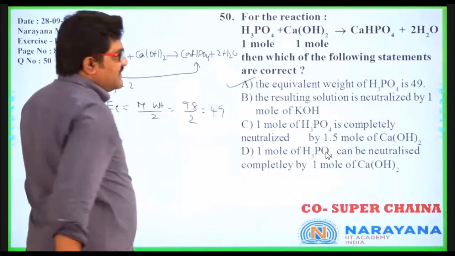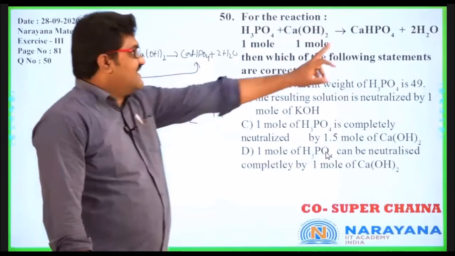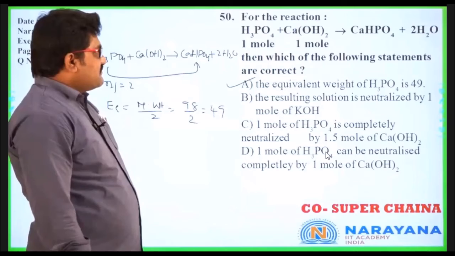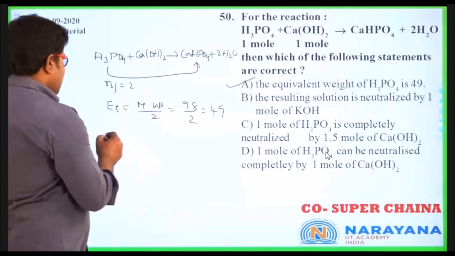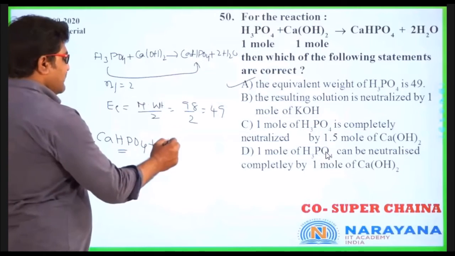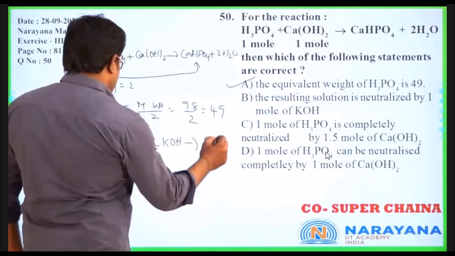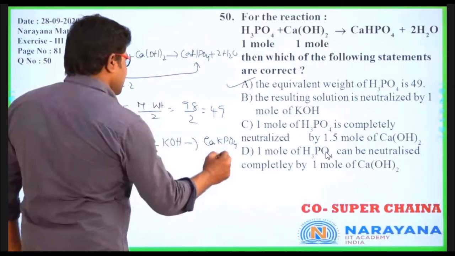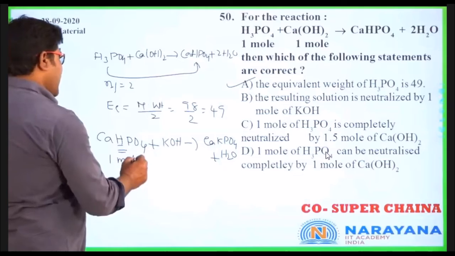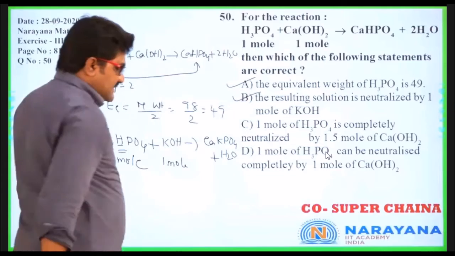So the equivalent weight of H3PO4 is 49 in this reaction because only 2 hydrogens are replaced, and this is called an acid salt. The resulting solution is neutralized by 1 mole of KOH. What is the resultant solution? Calcium hydrogen phosphate, still 1 hydrogen is there, so it requires KOH. It can form CaKPO4 plus H2O. 1 hydrogen is replaceable here, so 1 mole of this requires only 1 mole of KOH. So B is also correct.